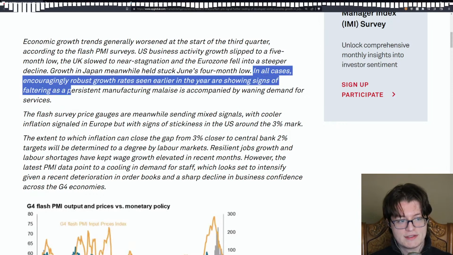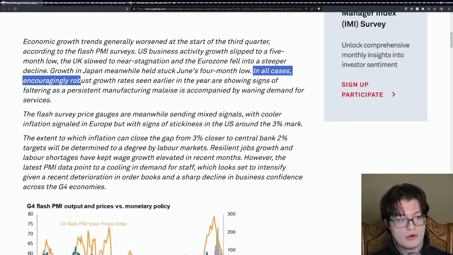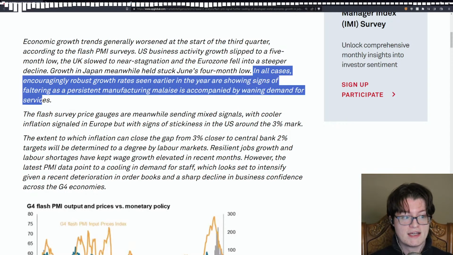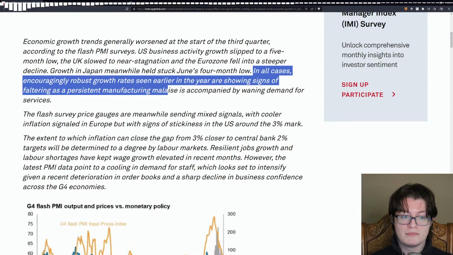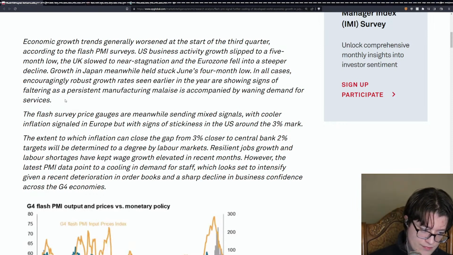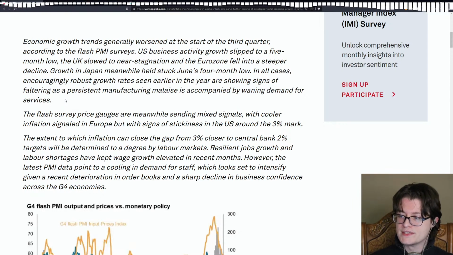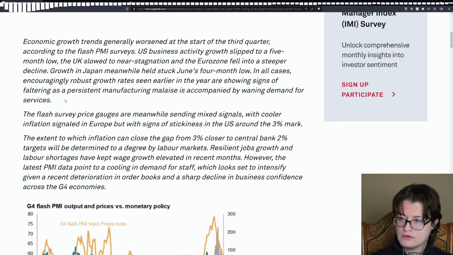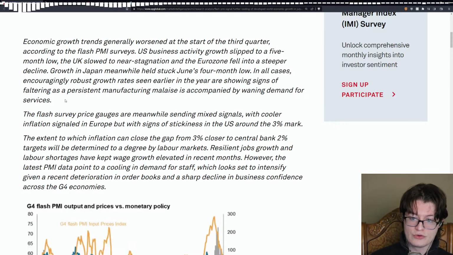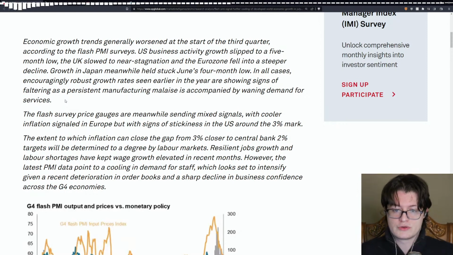In all these cases, encouragingly robust growth rates seen earlier in the year are showing signs of faltering as a persistent manufacturing malaise is accompanied by waning demand for services. So we are probably going to see a seasonal move get realized. Typically, the third quarter of the year is the most bearish, lowest return quarter of the year.